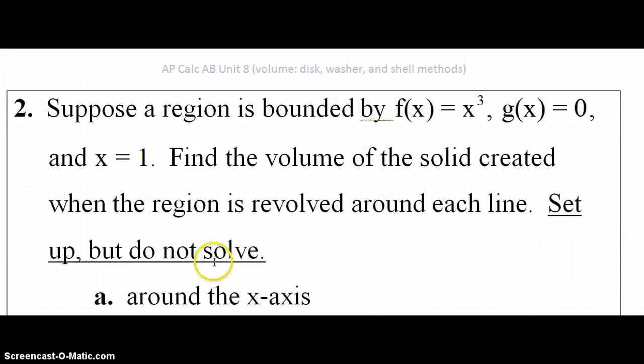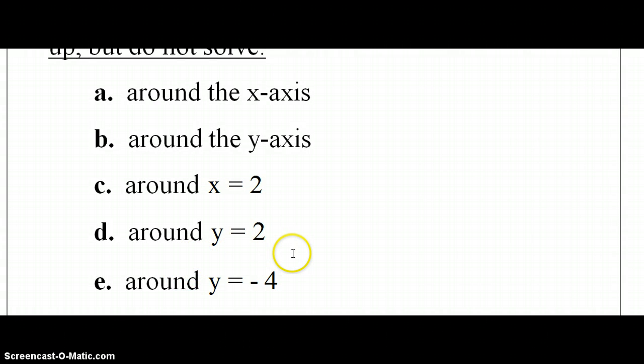Question number 2 says, suppose a region is bounded by f of x equals x cubed, g of x equals 0, and x equals 1. Find the volume of the solid created when the region is revolved around each line. So this is a multiple part question. However, this time we are just setting up and not solving the integrals. So you are asked 5 different questions.